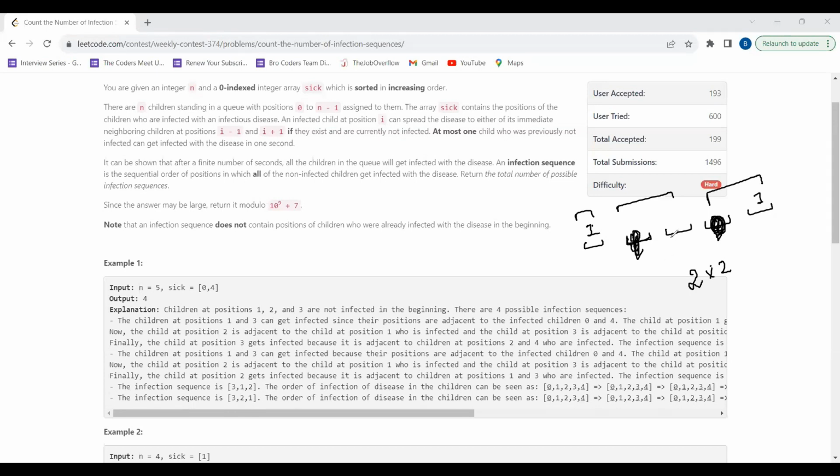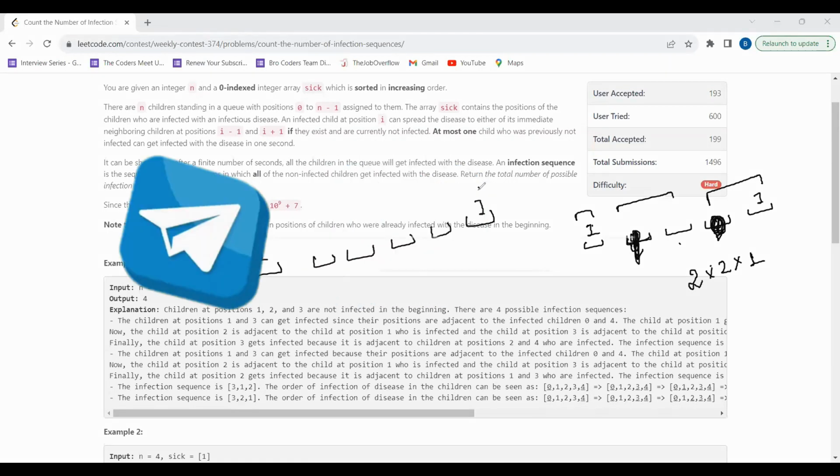Now how many options do we have? Then also two options. We have got only one person left. So we have got only one option. Now, next, let's take this example. These two are infected.